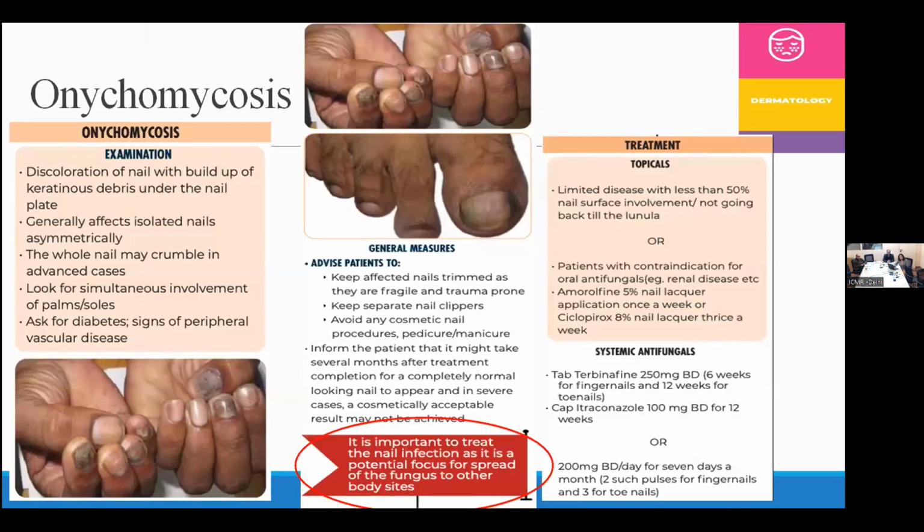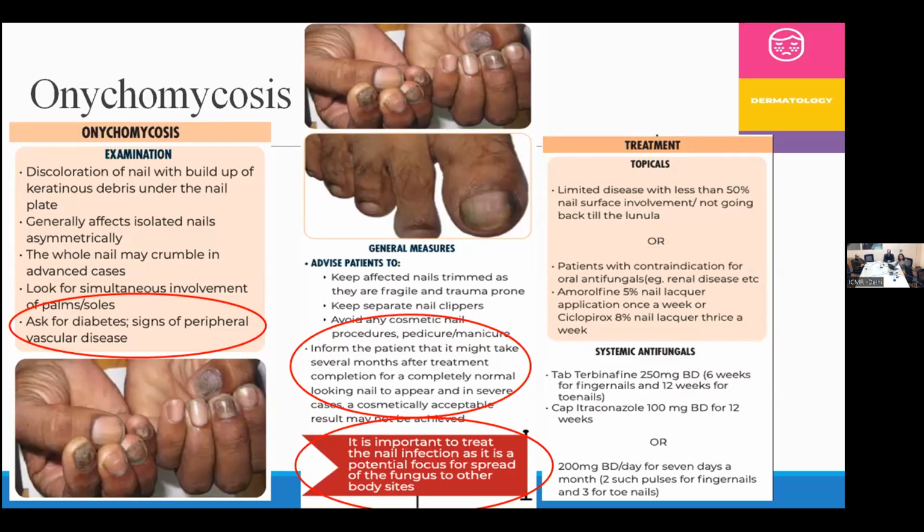Then, for the sake of completion, we've talked about onychomycosis, because as you see in the red flag, it says why it is important to treat nail infections: it is a potential focus for spread. This is something we would specifically request our physician friends to pay attention to, because diabetics and people with signs of PVD, peripheral vascular disease, are more prone, and we see a lot of onychomycosis in these patients. Also, giving patients realistic expectations is important. So we specifically put this point that it may not magically disappear. You need to be patient because nail growth is slow.